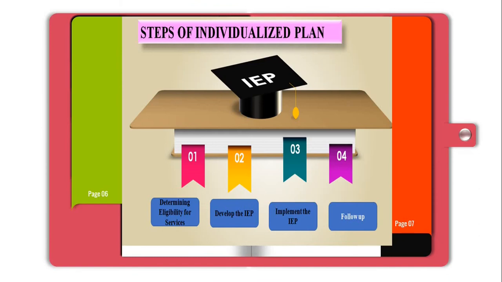Last one is follow-up. The IEP meeting should not be the only time the teachers, parents, and other service providers discuss a child's progress. Informal meetings may be held between the members of the IEP team to check the child's progress. The teacher and the parents need to be in constant, frequent contact for the benefit of the child. This continuous follow-up is conducted to find out the effectiveness of the IEP.